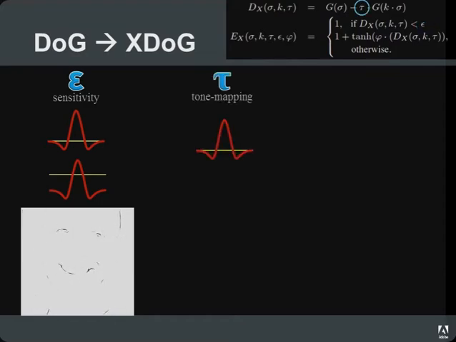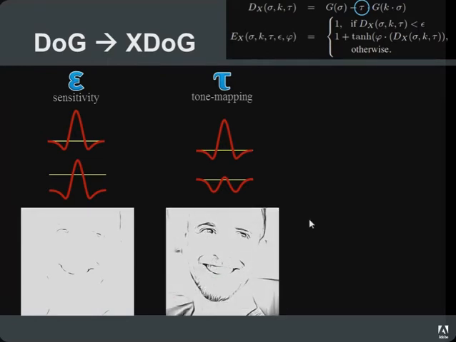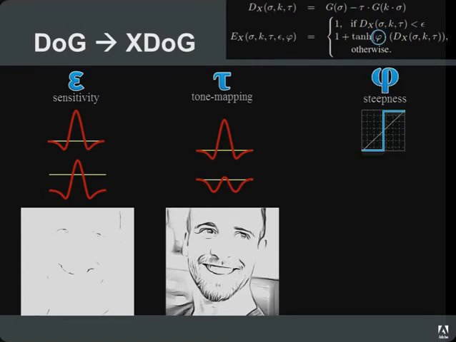Next, we have tau, which changes the shape of the DoG curve. It changes the behavior from a pure edge detector to an edge detector with a tone response. As such, we can use it for tone mapping. Finally, we have phi, which adjusts the steepness of the threshold response curve between a pure step function and a soft fall-off function.